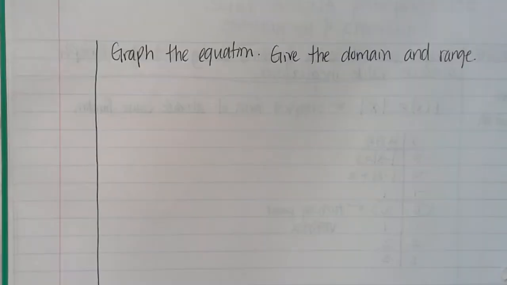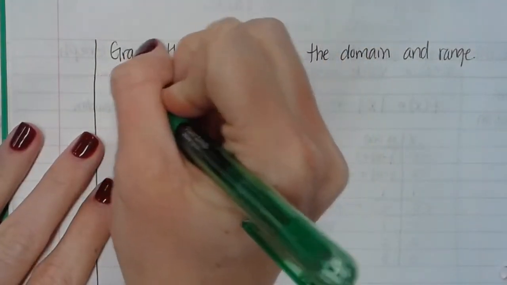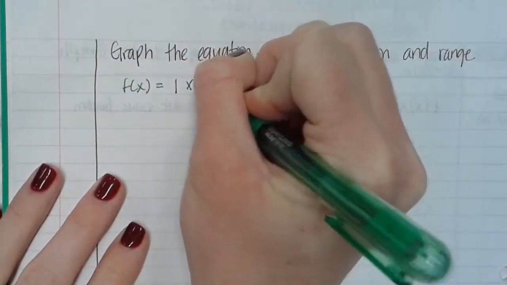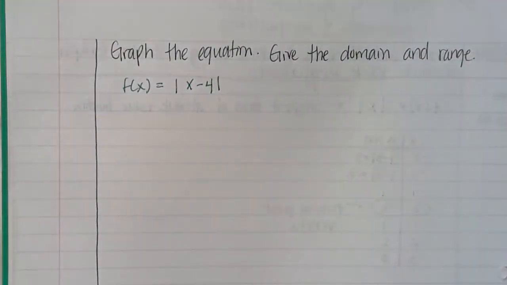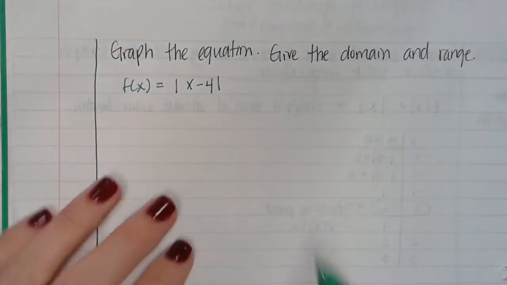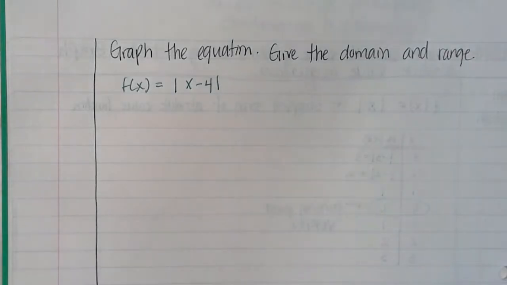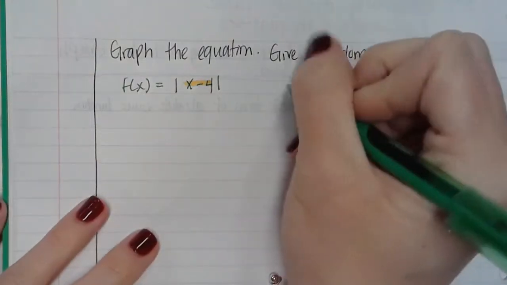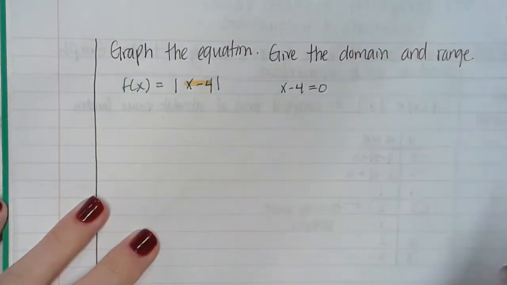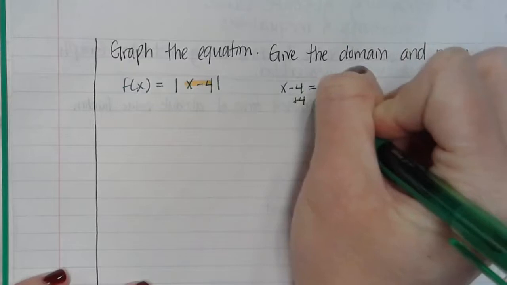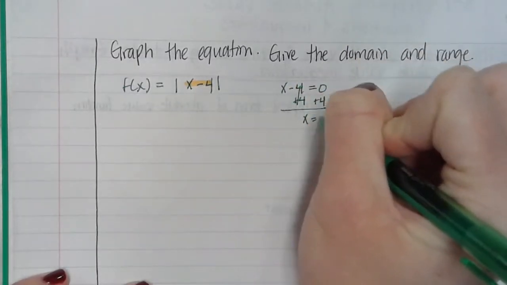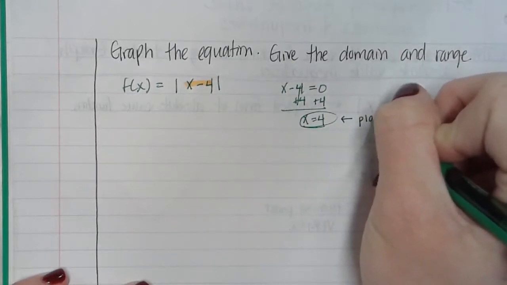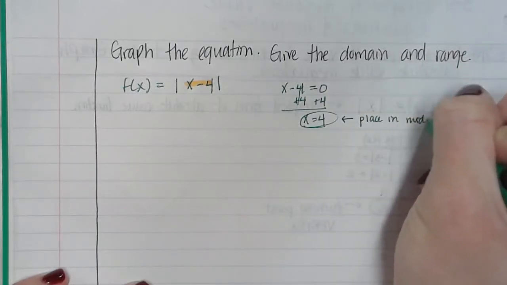Let's say we have something like this. f of x equals the absolute value of x minus 4. Okay, so the first thing we want to do is find the vertex. So we're going to set the middle, this x minus 4, equal to 0. Whatever's in the middle, we set equal to 0 to find the vertex, and we're going to solve. So we add 4 to both sides, and we get x equals 4. So this is going to go in the middle row of our table.